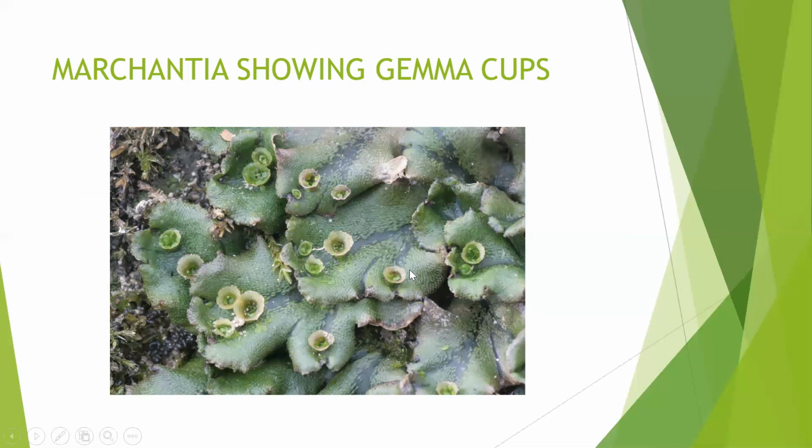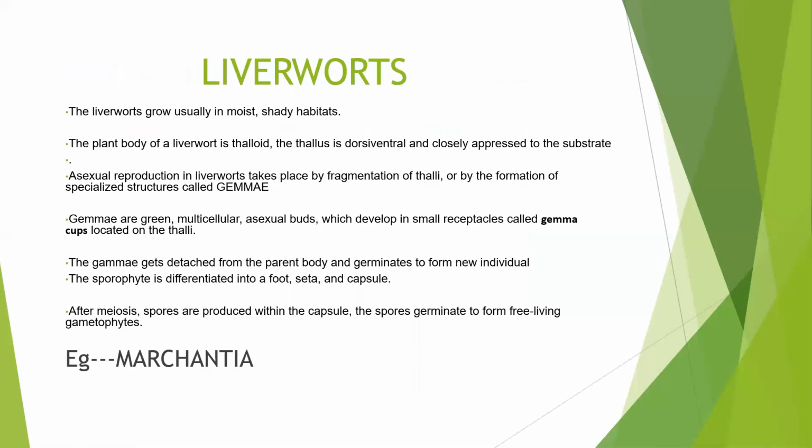Can you see these structures, students? These structures are known as gemma cups. If Marchantia undergoes asexual reproduction, this asexual reproduction takes place with the help of these small receptacle-like structures which are known as gemma cups or gemmae.